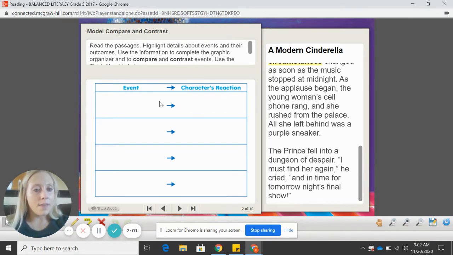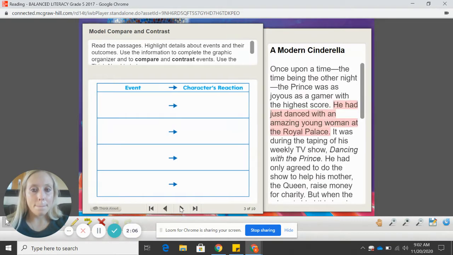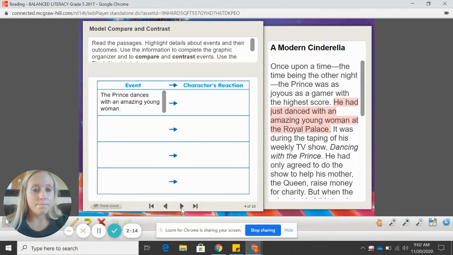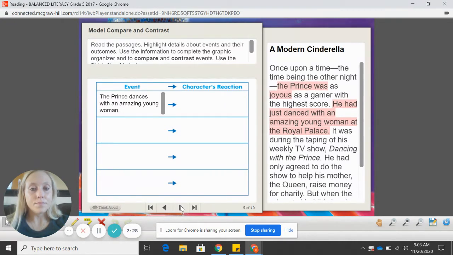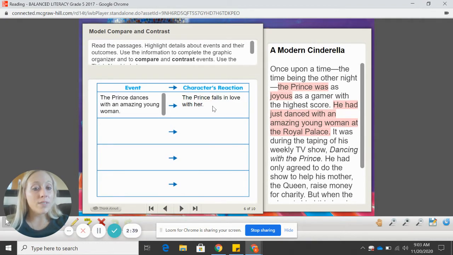Okay, so go ahead and pause and think about what our event is. Okay, so the event: he had just danced with an amazing young woman at the royal palace. Then what was his reaction? Go ahead and pause to figure out what his reaction was. The prince was as joyous as a gamer with the highest score. The prince falls in love with her.